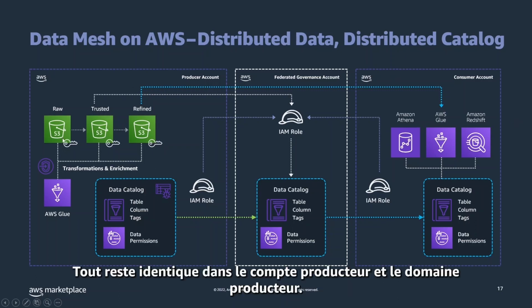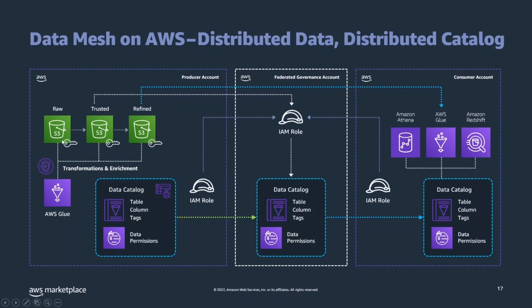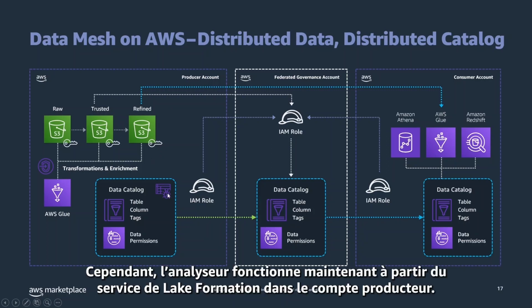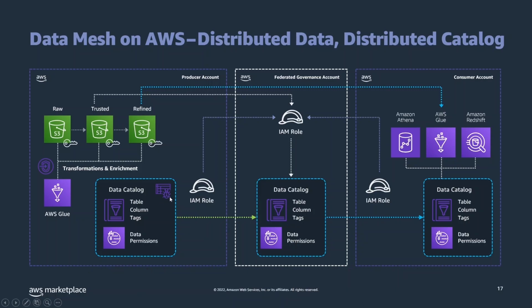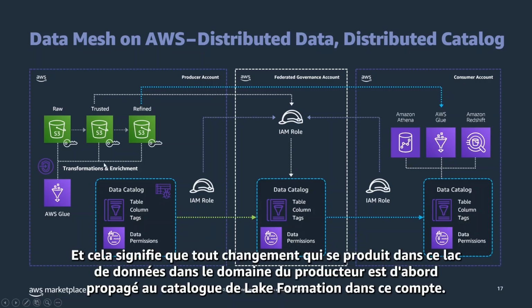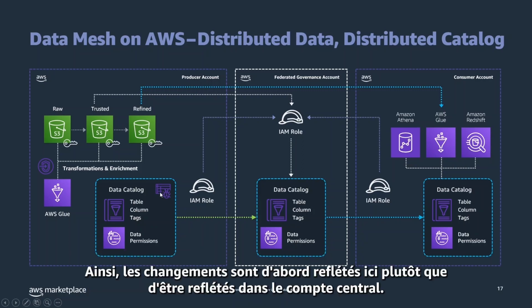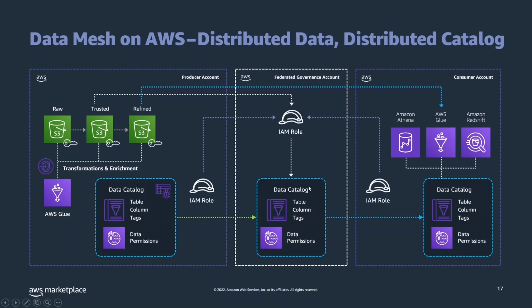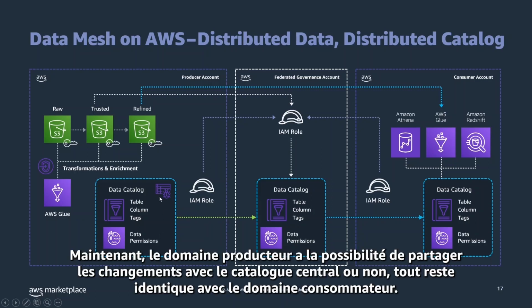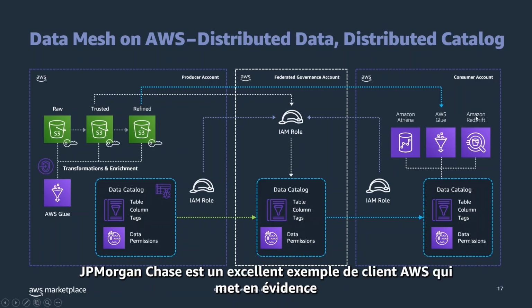Everything remains the same in the producer account and producer domain. However, the crawler is now running from the Lake Formation service in the producer account. And that means that any changes that happen in this data lake in the producer domain first get propagated to the Lake Formation catalog in this account. So changes get reflected here first rather than getting reflected in the central account. Now the producer domain has the flexibility to decide whether to share the changes with the central catalog or not. Everything remains the same with the consumer domain.